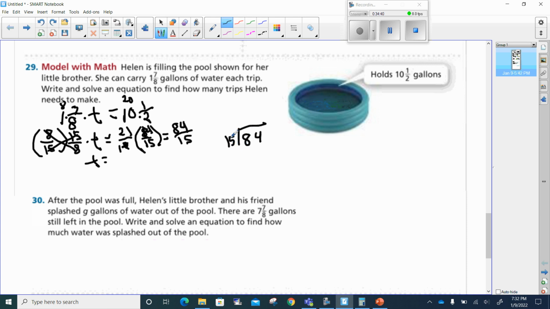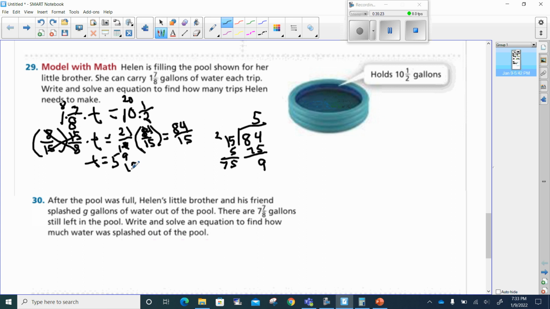I know 15 times 2 is 30. So we're not going to be able to go ahead and multiply it to 6, because we know that would be 90. So we're going to be multiplying it to 5. 5 times 5 is 25. And 5 times 1 is 5 plus 2 makes 7, so that'd be 75. This will leave us 9. Now, unfortunately, this means the pool won't be filled with just 5 buckets. We're going to have to make another trip because we're going to need 5 and 9 over 15.